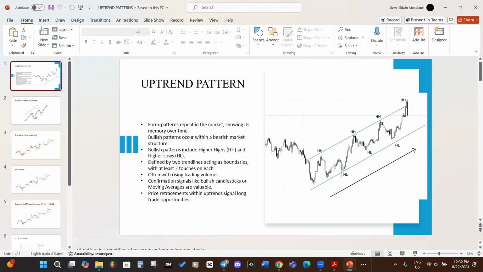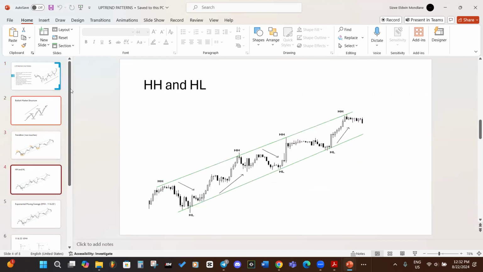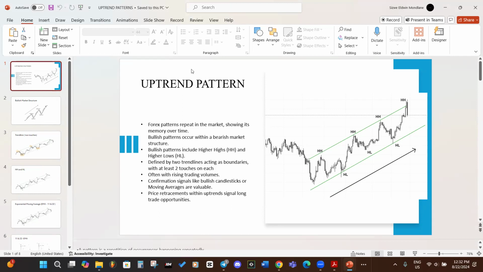All right, so let's end this session for uptrend markets and then we'll start another one for downtrend patterns. So I'll send you a link.